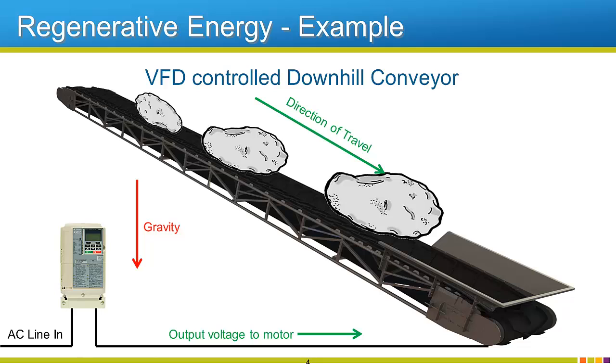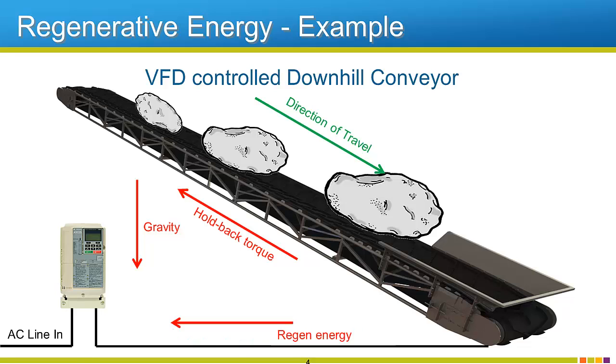When the conveyor starts to run faster due to gravity and the load, the motor must hold back the load to maintain the commanded reference. This is called the holdback torque. During this time, the drive is being overhauled and is in constant regen. While in regen, the energy goes back into the drive and charges up the DC bus.